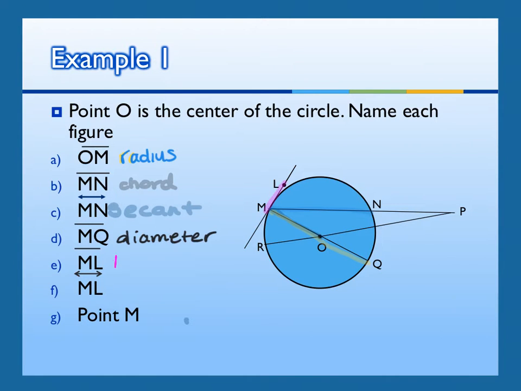Good. So it's actually a trick question because it's the one we just talked about. It's a tangent segment. But what about the other one? It doesn't have the arrows. Now, if it has the arrows, it's a tangent. And then point M would be, good, point of tangency.